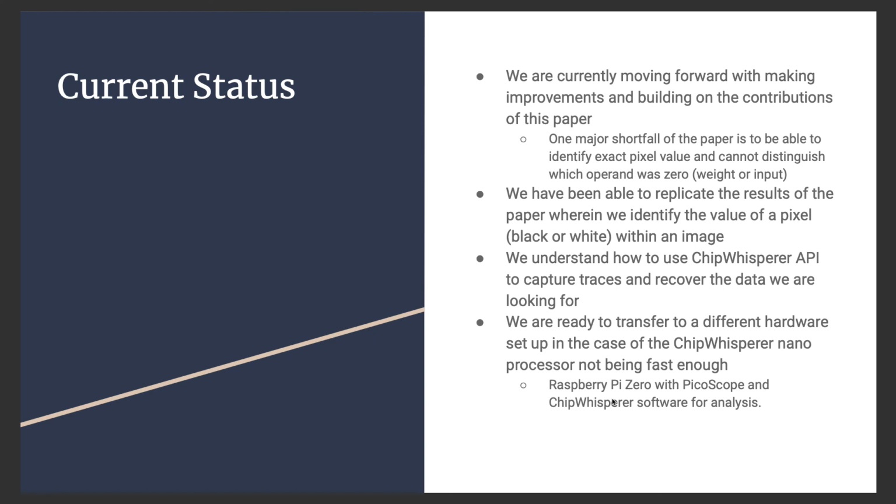To summarize, we've been able to understand the ChipWhisperer API thoroughly, so we're able to capture traces, look at the data, and do some computation on it to figure out what was being done in those traces. For our next step, we're ready to transfer to the Raspberry Pi and bare metal Raspberry Pi, because the ChipWhisperer, as stated before, has limited memory and processor capacity. So it is hard to fit a full neural network onto a ChipWhisperer Nano.